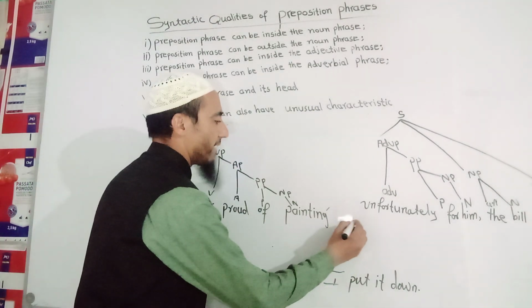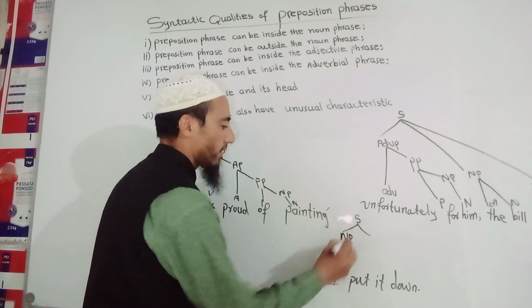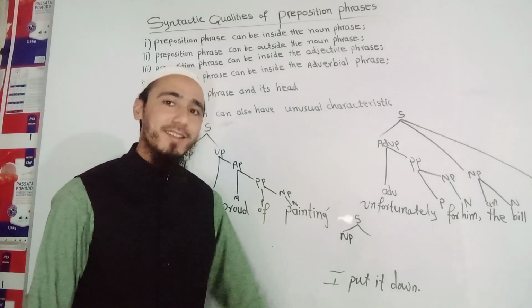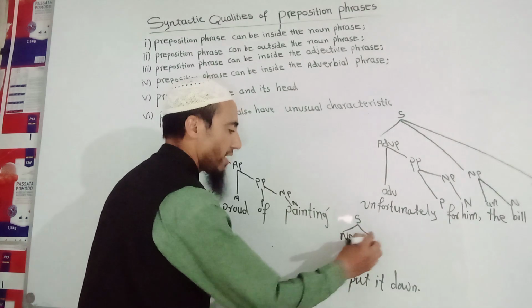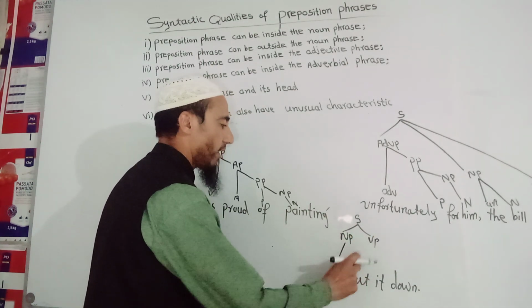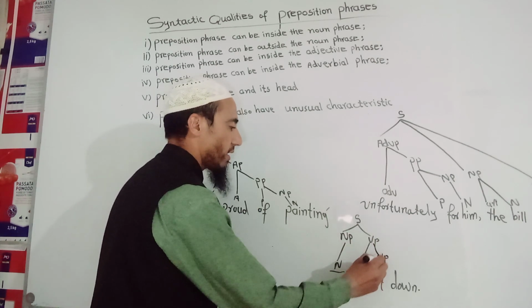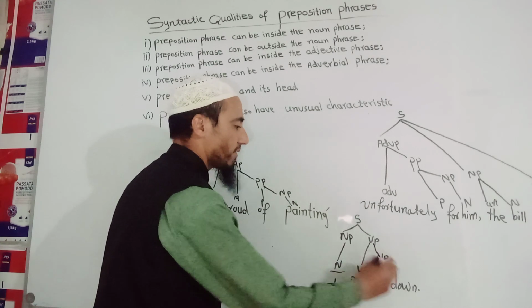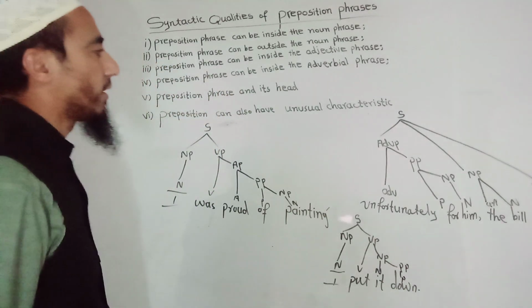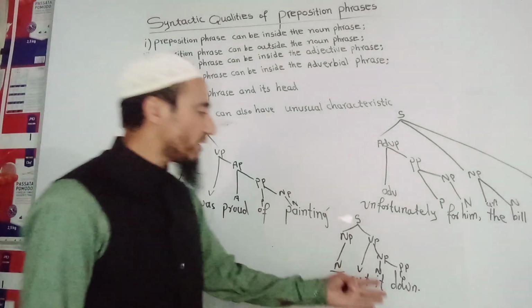I put it down. So here we have a sentence, and in the sentence we have NP. As I said, what is the head of the prepositional phrase? So "down" is the head. So we have NP and VP, and NP, that is "I", and "put", that is V, and "it", that is NP. So we have N, and "down", that is PP. So we are taking P here.